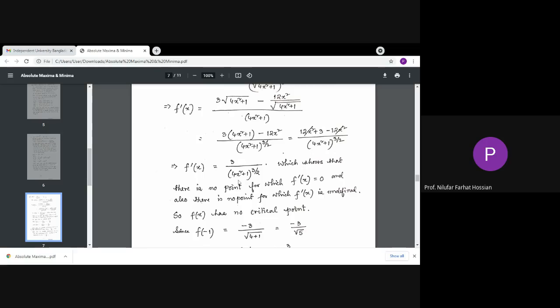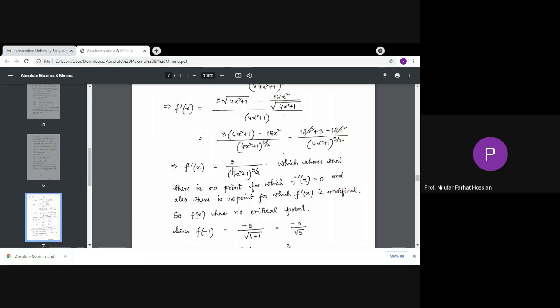And check, can it be 0 anywhere for any value of x? The whole value, can it be 0? Please tell me. Can it be 0? It will not be, because x square will not be negative, so the value will not cancel with 1. There will be no critical point.